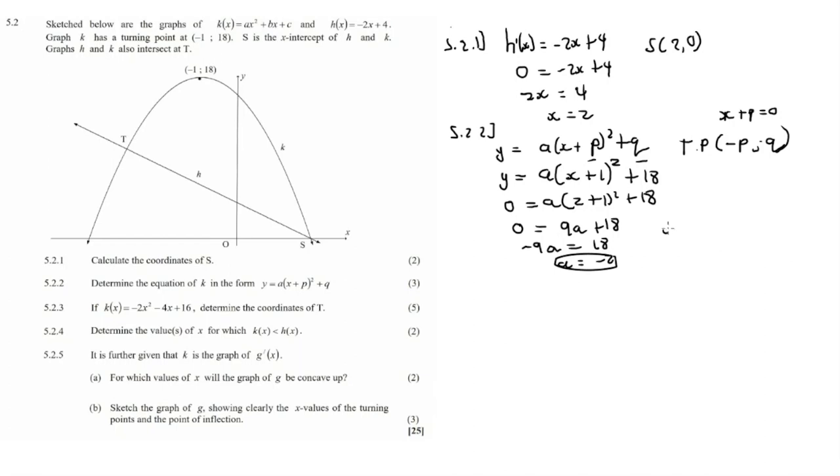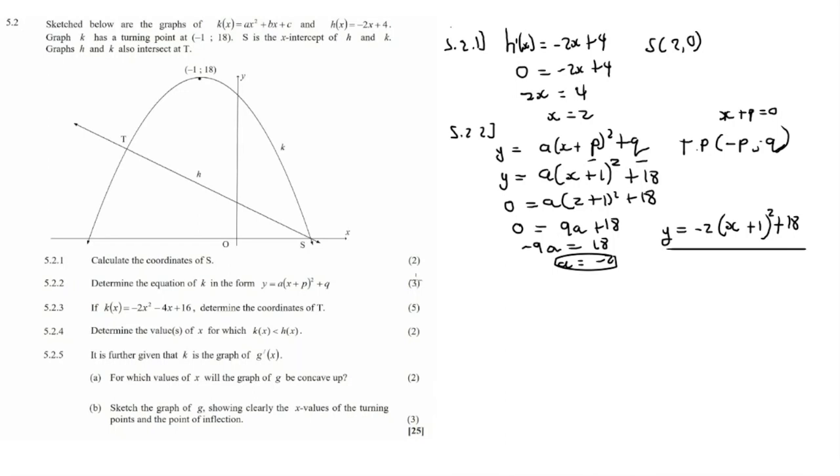So therefore our function is negative 2 in place of a, (x plus 1), remember we remembered where the 1 came from, squared plus q, we remembered that it was 18. So this is our function.